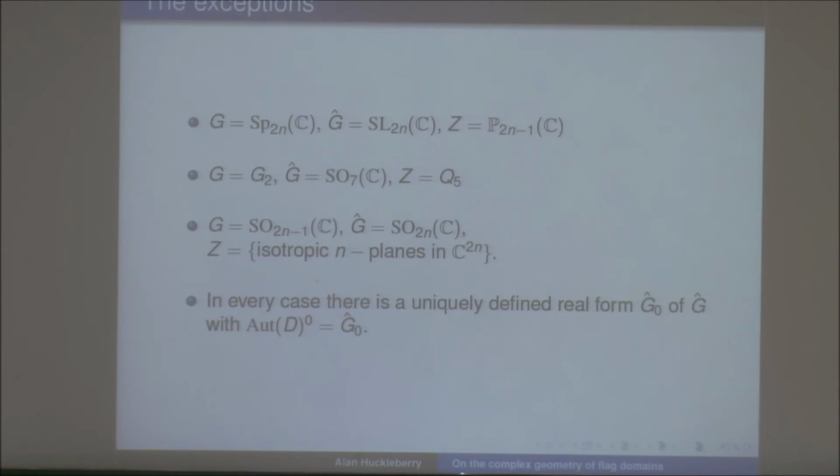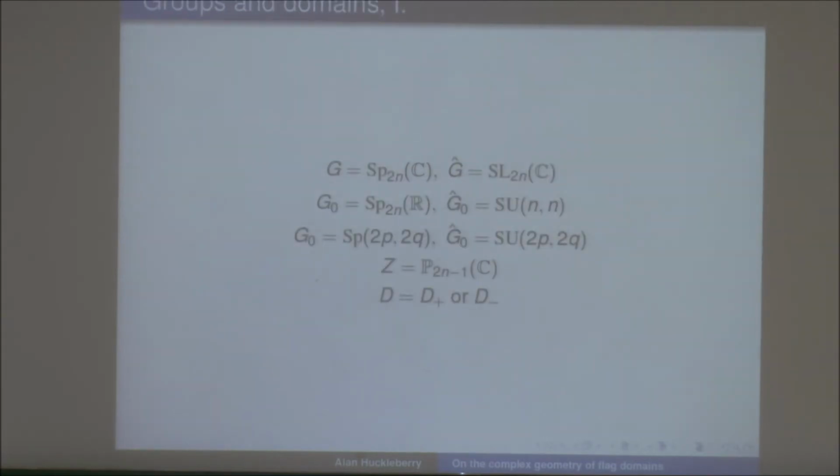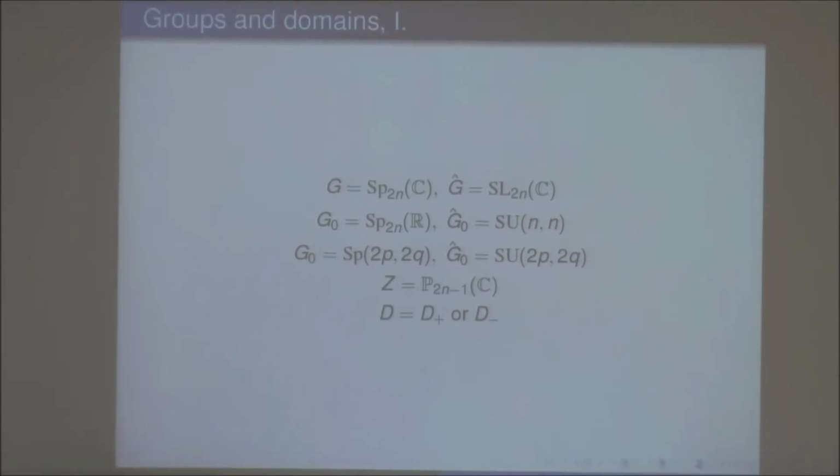But from the point of view of the domain, it's that. And I just for fun wrote here what goes on if you want. So the domain sort of prefers the real form. In every case here, there are exceptions, and there will be two real forms acting transitively on the domain. The automorphism group of the domain will be one of them. Yeah, the big one, of course.